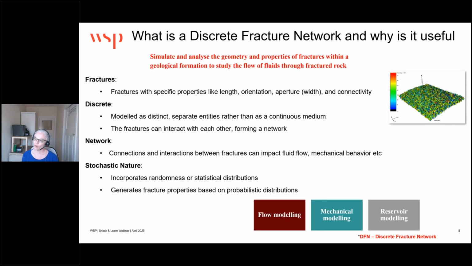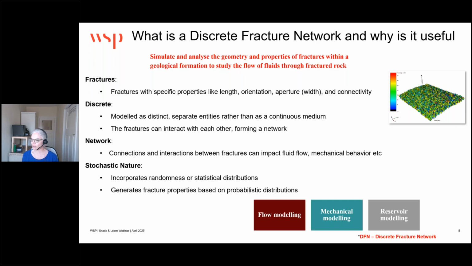So first of all, what is a discrete fracture network model? Well, it's a computational model used to simulate and analyze the geometry and properties of fractures within a geological formation to study the flow of fluids through fractured rocks. The key elements of a DFN model include the fractures, which are represented as individual entities with specific properties like length, orientation, aperture, and connectivity. These fractures can vary in size and location.